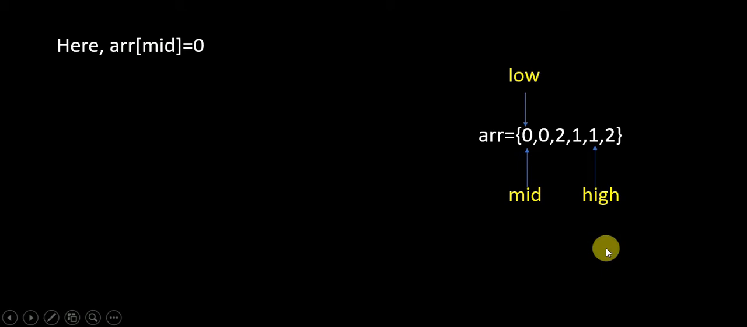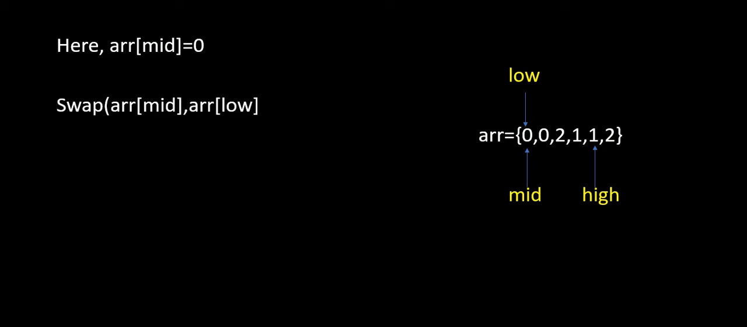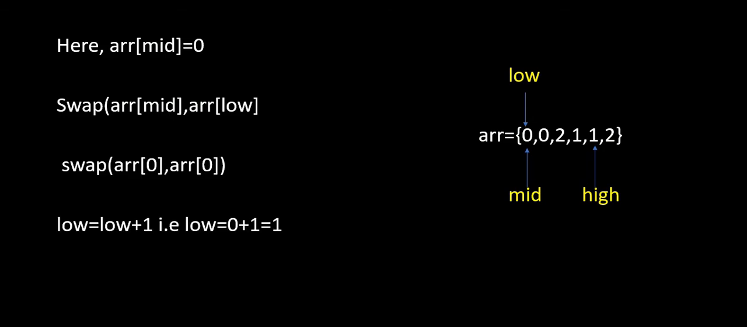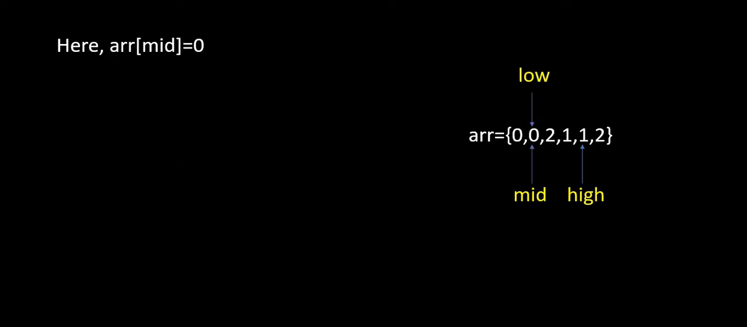Now here the element at index mid is 0. Now we'll swap the element at index mid with index low, that is array 0 will be swapped with array 0, and then we'll increment low pointer by 1, that is low will become 0 plus 1, that is 1, and then we will increment next pointer, that is mid by 1, that is mid equal to 0 plus 1, mid will be 1.